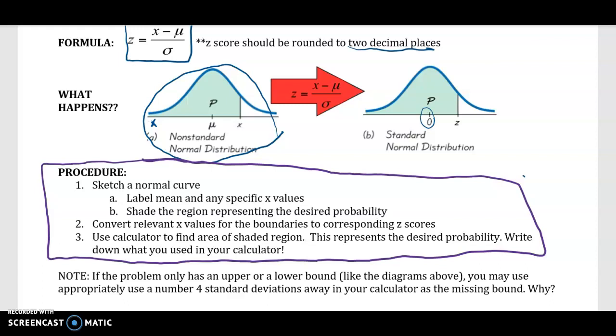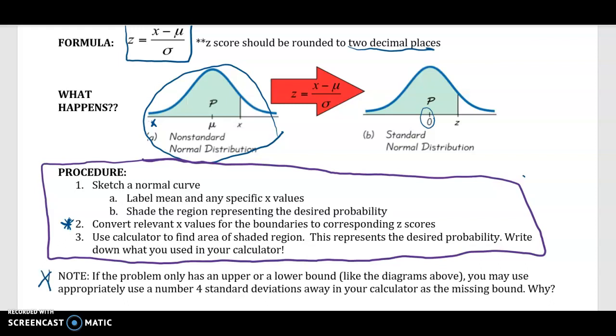Convert any relevant x values for the boundaries into corresponding z-scores. This step, we can sometimes just bypass if the example is not asking you to convert to z-scores, and I'll show you. Then you can use your calculator to find the area of the shaded region. This represents the desired probability. Write down what you used in your calculator.